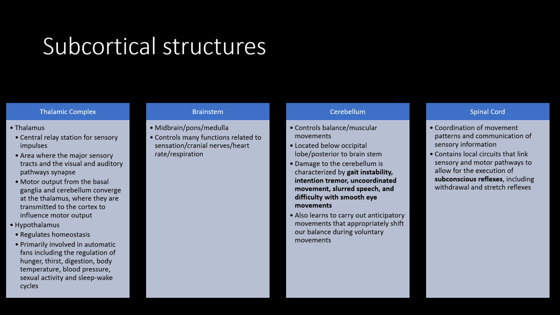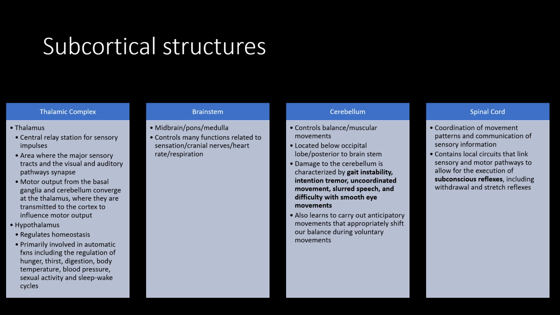The brainstem is made up of the midbrain, the pons, and the medulla, and it controls many functions related to sensation, cranial nerves, heart rate, and respiration. Our brainstem is responsible for things that we have a lot of automatic control over, and so damage to the brainstem is typically life-threatening.